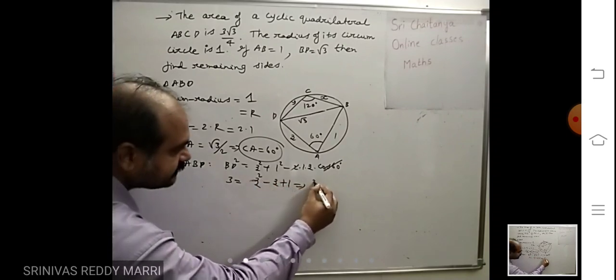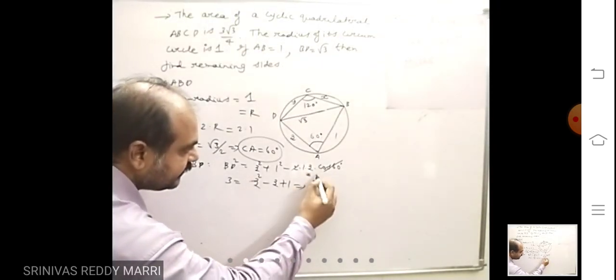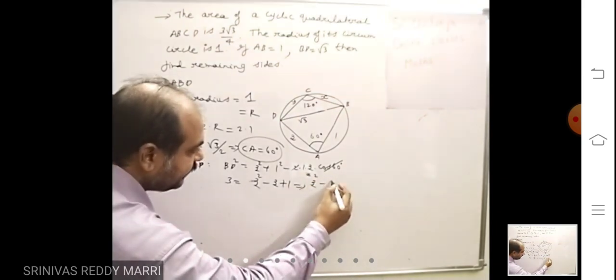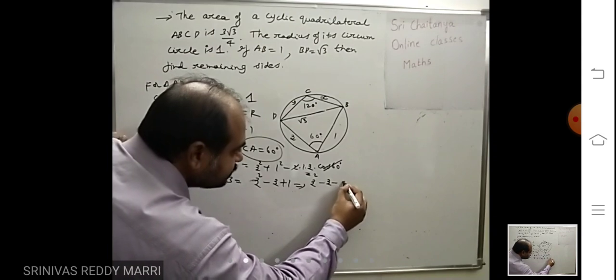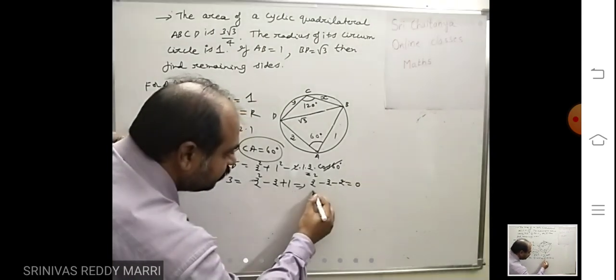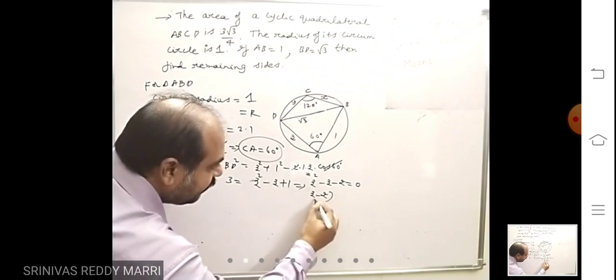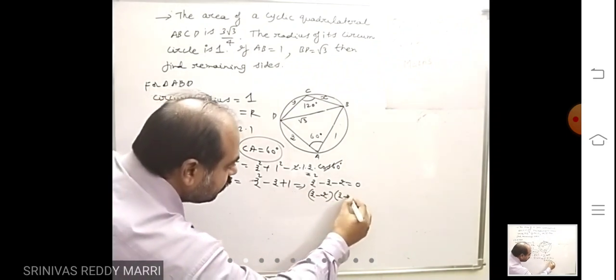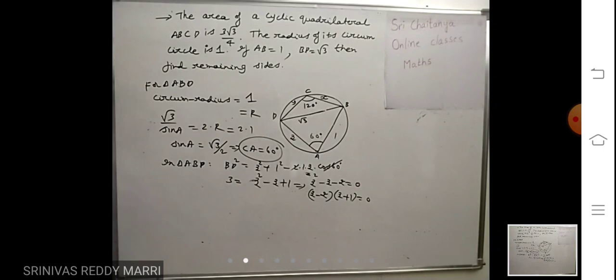That implies z square minus z minus 2 equal to 0. If you factorize this one, you will get z minus 2 into z plus 1 equal to 0. Factors are what? z minus 2 into z plus 1 equal to 0.